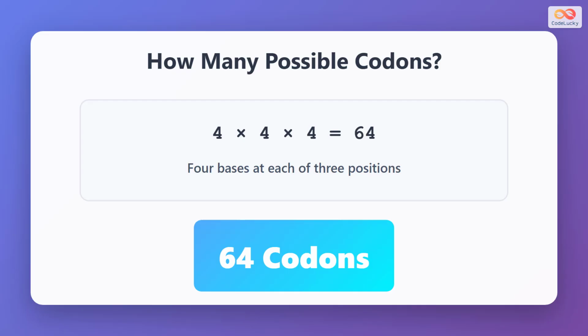Now let's calculate how many different codons are possible. Since each codon consists of 3 positions, and each position can be filled by any of the 4 RNA bases, we multiply 4 times 4 times 4. This gives us 64 total possible codons. This mathematical combination means that the genetic code has 64 different 3-letter words to work with when specifying amino acids and translation signals.